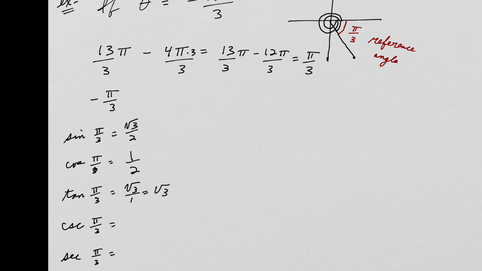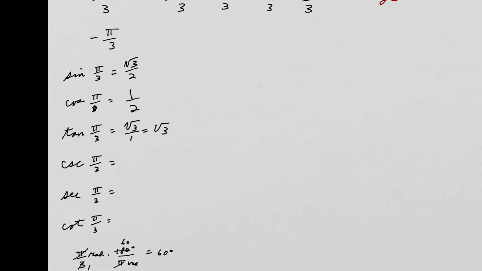Cosecant is 1 over sine, right? So this is, I'll write it out in detail, 1 over sine of pi over 3. So this is going to be 1 over radical 3 over 2, but that's the same thing as 2 over radical 3. And then you could rationalize this by multiplying by radical 3 over radical 3. You're going to get 2 radical 3 over 3. So that's cosecant. Secant is 1 over cosine.